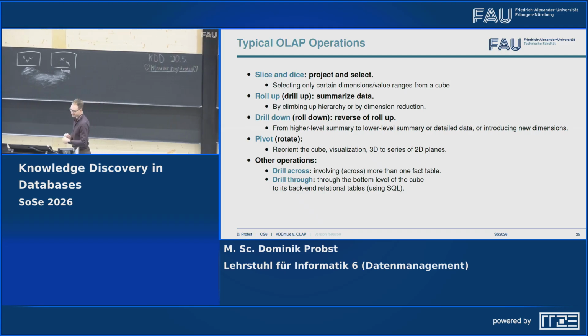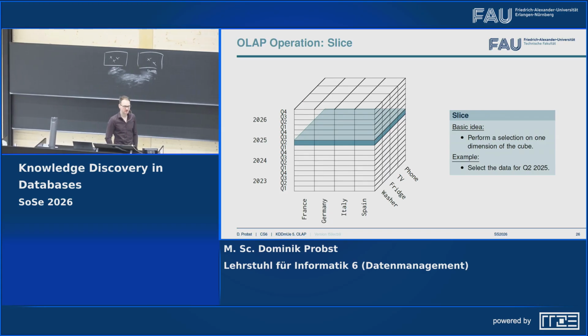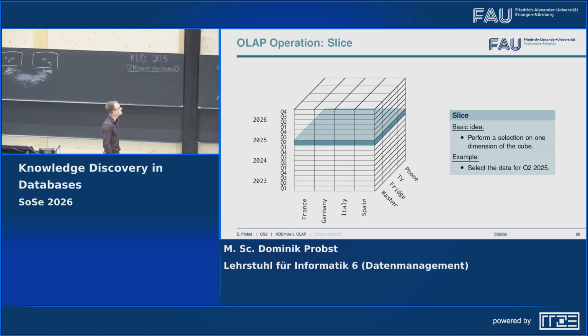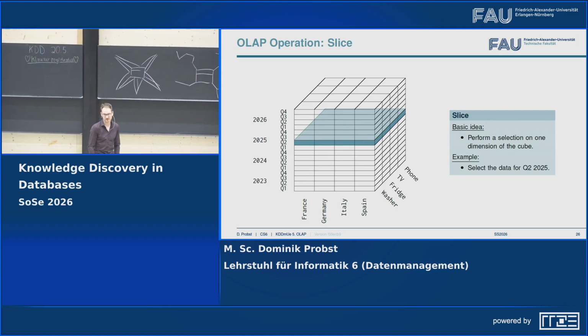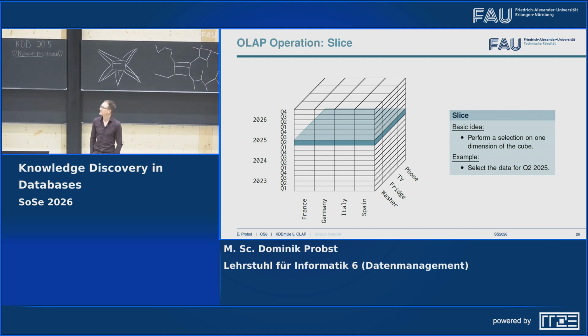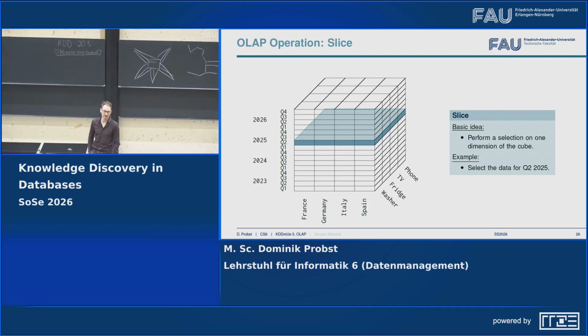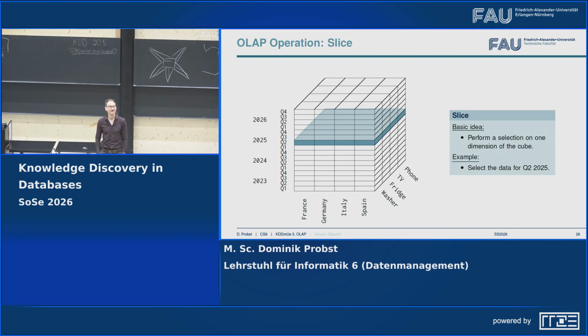For the other operations, we can take a look at certain examples. The first operation we have to talk about is the slice operation. The slice operation is pretty easy to comprehend if you visualize again a 3D data warehouse. If you would simply select all data points that occurred in Q2 of 2025 and analyzed all the data points that are in this slice, then you would perform a slice.